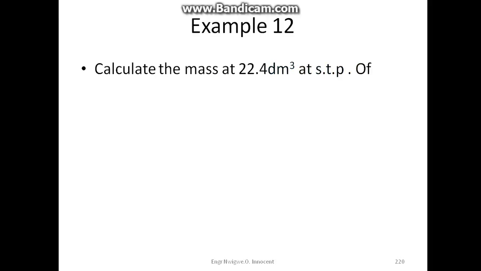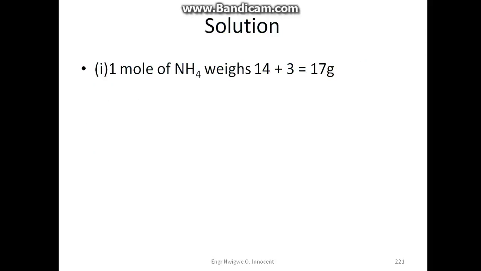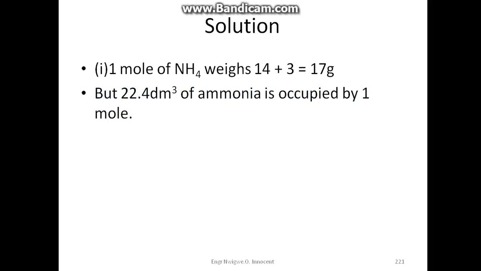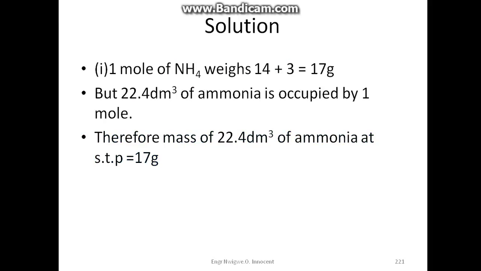Example 12. Calculate the mass of 22.4 dm cube at STP of ammonia, chlorine, and nitrogen 4 oxide. Solution: 1 mole of ammonia weighs 14 for nitrogen and 3 atoms for hydrogen, which will give us 17 gram. But 22.4 dm cube of ammonia is occupied by 1 mole. Therefore, mass of 22.4 dm cube of ammonia at STP is 17 gram.